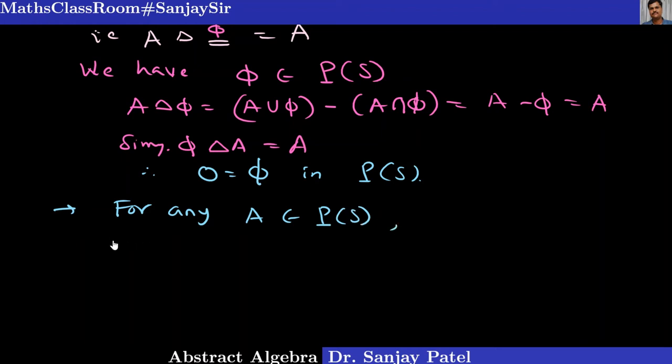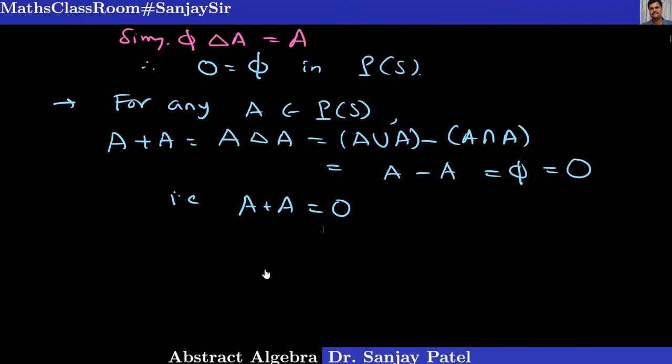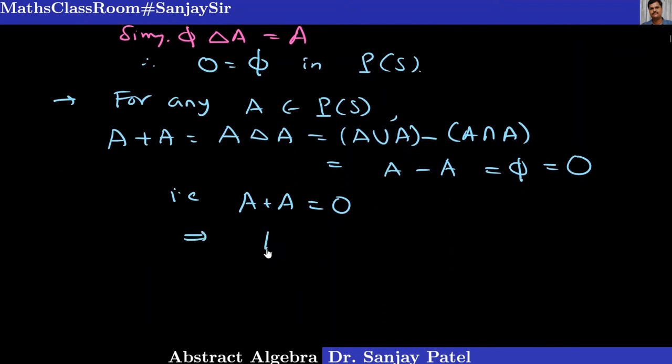Okay. If I take A plus A, that is, you know, it is A delta A. I can write directly also, but let me write in detail. A delta A means A union A minus A intersection A. What is A union A? A. And A intersection A is also A. And A minus A is empty set, which is nothing but the zero element. So we have A plus A is equal to zero. In the same way, you can prove that it is true in both the ways. So this means A is the negative of itself for any set A belongs to the given power set.